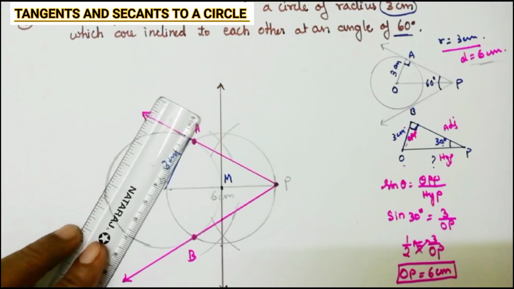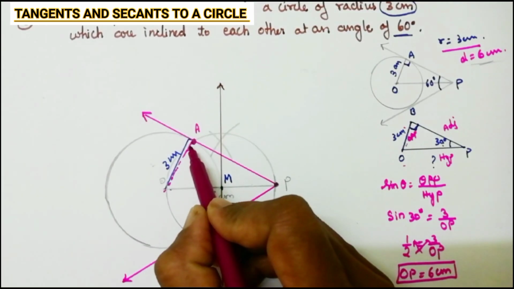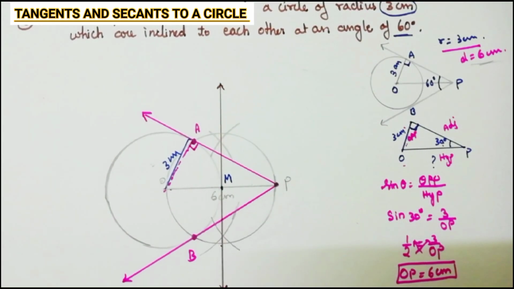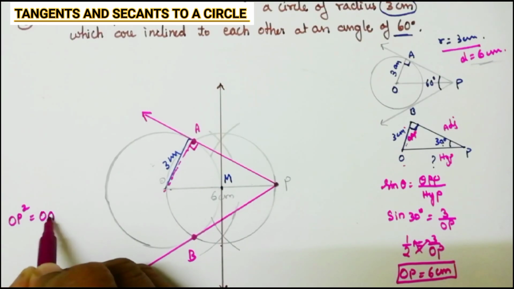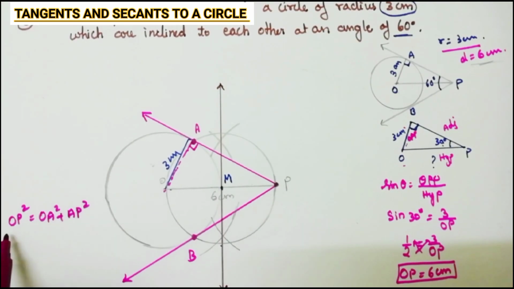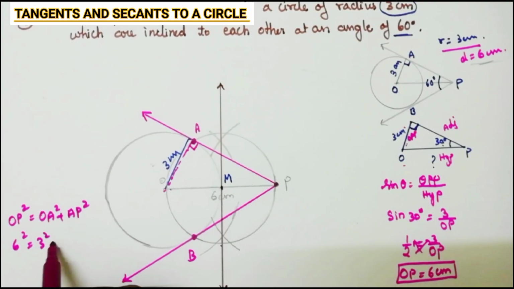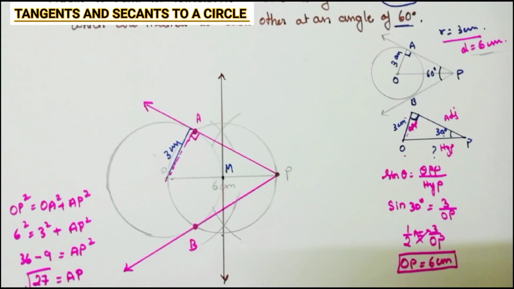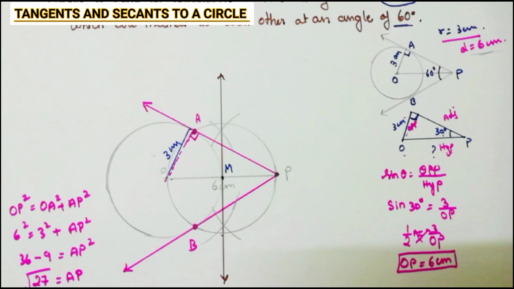If you further want to go on with the verification, you can join this OA where this is forming a 90 degrees angle and go on with calculation. We can take OP square. OP square is equal to OA square plus AP square. OP square is 6 square is equal to OA square is 3 centimeters. 3 square plus AP square. So 6 square is 36. So if you want to calculate the verification part, you can carry on in this way. This is how the third type of question is being solved and constructed.